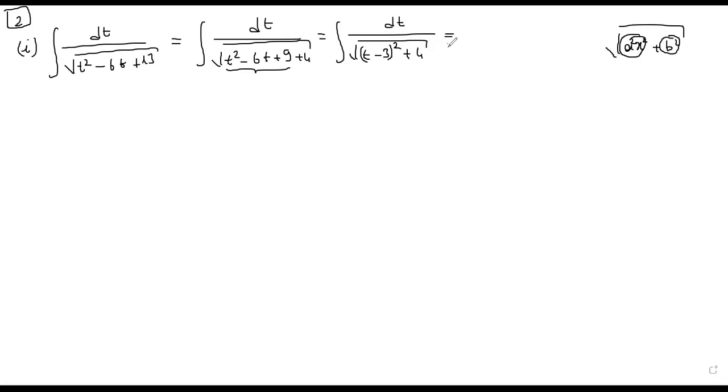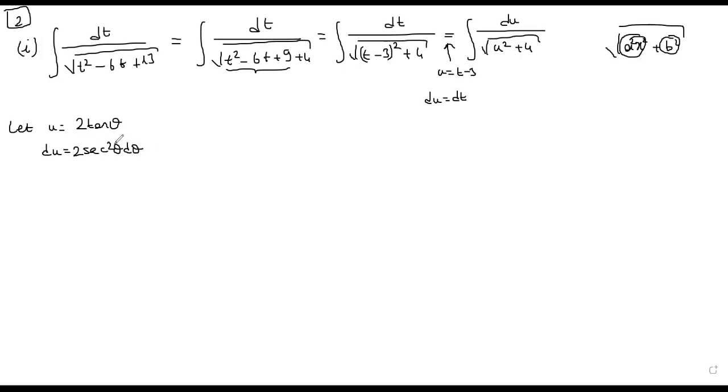So if we plug here u is equal to t minus 3, what do we get? So du is equal to dt then. Now instead of dt we have du over square root of. Now this is equal to u squared plus 4. Right, now we can use the table. So if you check that again, if we write u is equal to 2 tangent theta, then du is equal to 2 secant squared theta d theta, right?